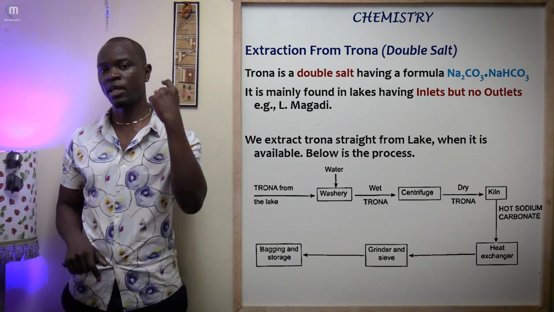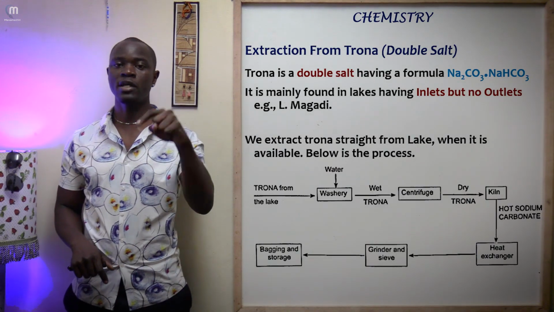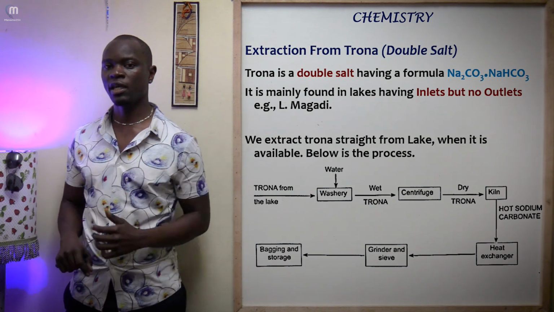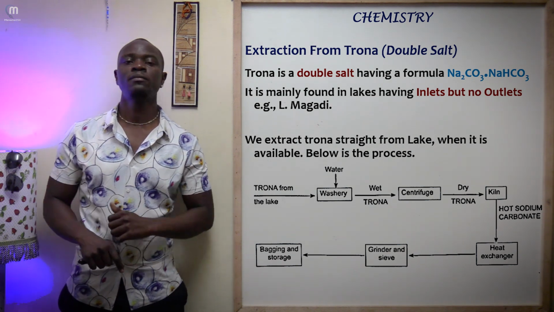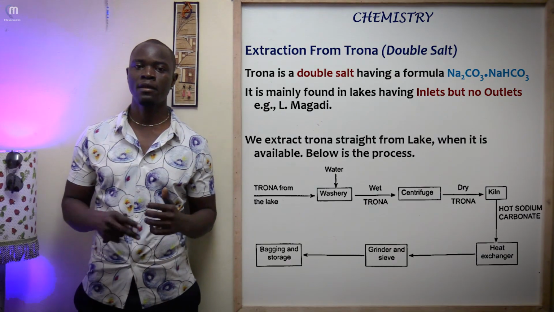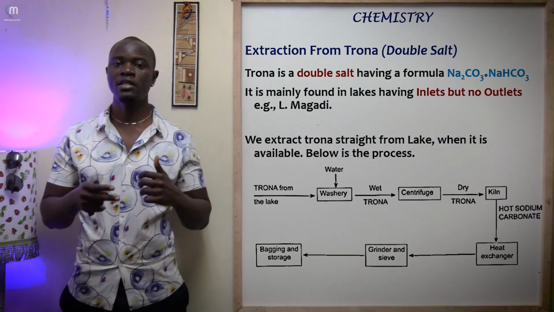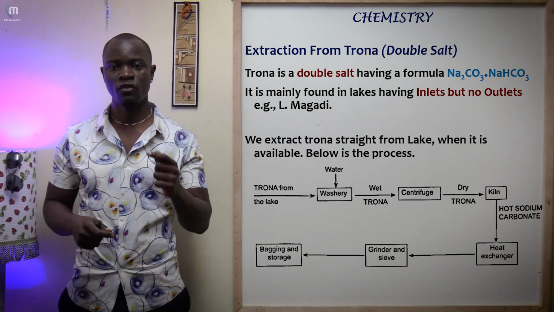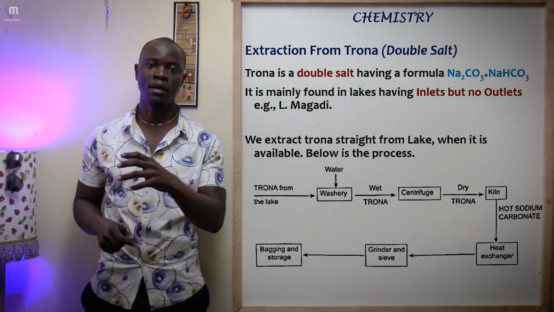So this water comes from the washery, and all that water is removed in the centrifuge. After that, the Trona is taken to the kiln, at 300 degrees Celsius. In the kiln, it is heated to 300 degrees Celsius, and sodium hydrogen carbonate is decomposed to form sodium carbonate.